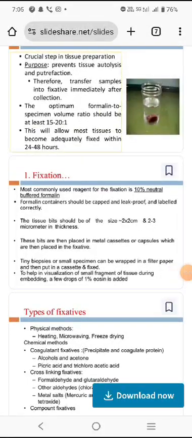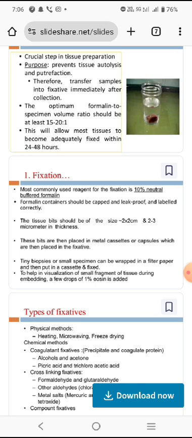The optimum formalin to specimen volume ratio should be at least 20:1. This will allow the tissue to be fixed within 48 hours. Fixation: the most commonly used reagent for fixation is 10% neutral buffered formalin. The formalin container should be capped, leak-proof and labeled correctly.